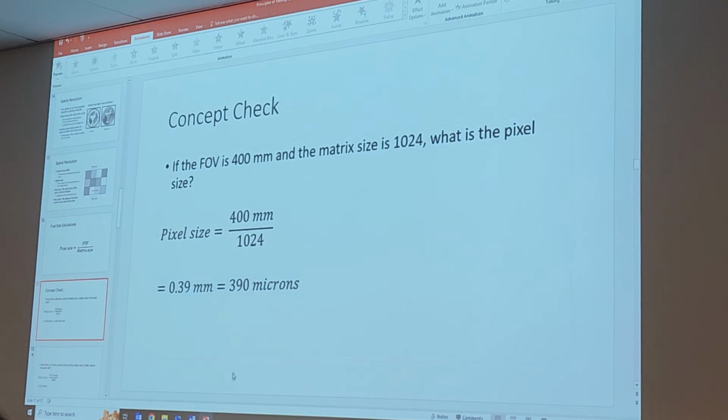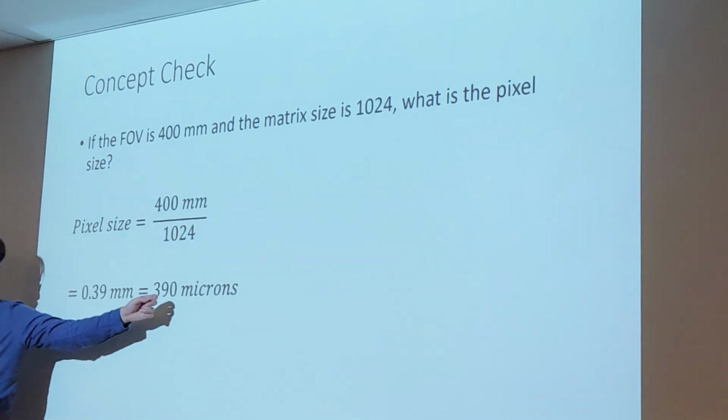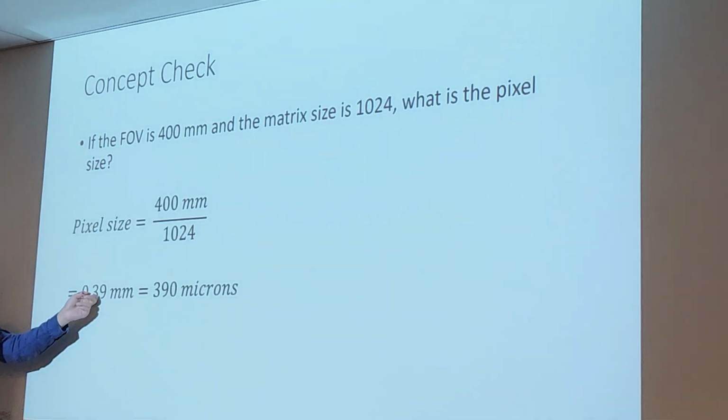Could it be 390 microns or decimal 390? 390 microns. How do you go from millimeters to microns? You take 0.39 and multiply by 1,000. The decimal point goes 1, 2, 3. 390. All right, let's try another one.